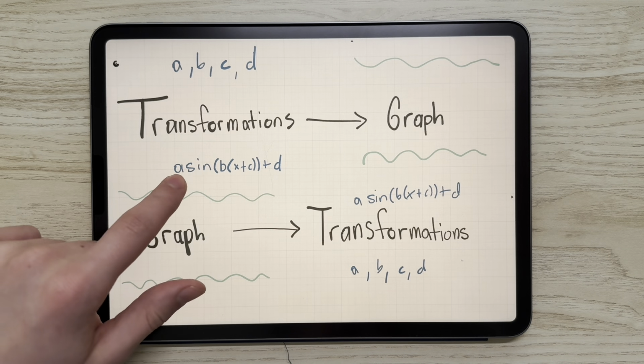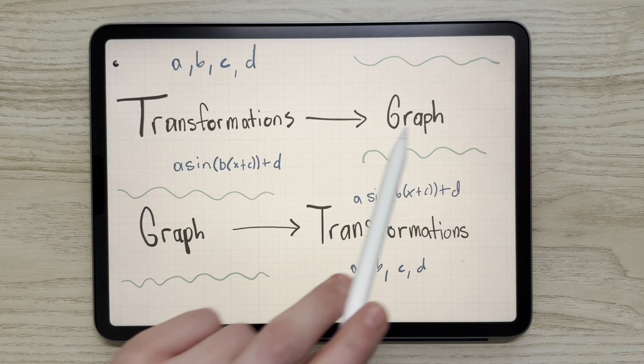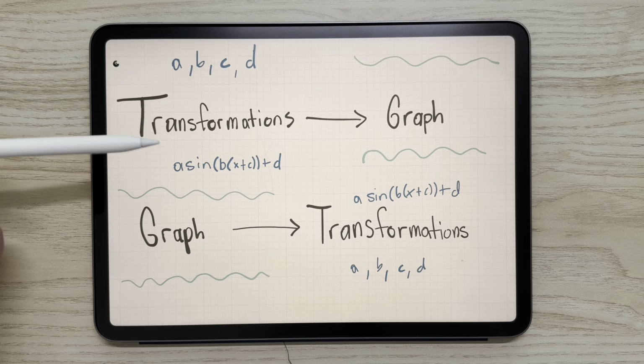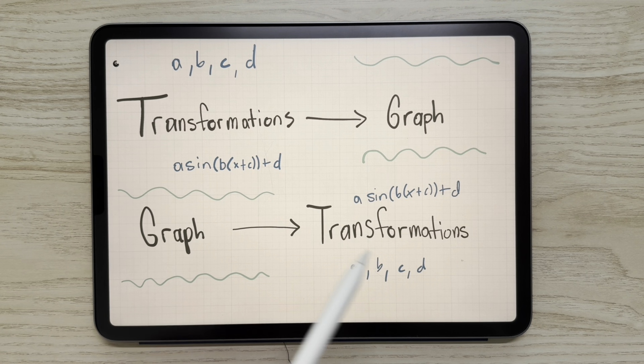This video is going to have two parts. I'm going to show you how to get a graph when you're given the transformations of a function, specifically in this form. And I'm also going to show you how to get a function and its transformations given the graph. So we're going to go forwards and backwards.